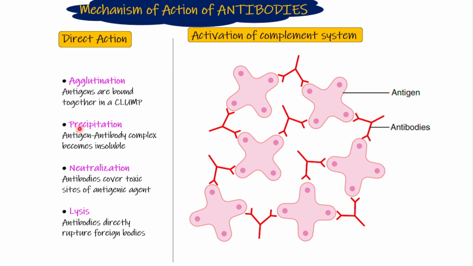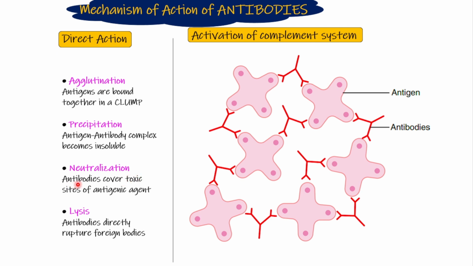The second mechanism of direct action is precipitation of the antigen-antibody complex. This is a clump, or the antigen-antibody complex. Now this complex becomes insoluble, and it just precipitates out. So when there is a clump, it means that this antigen cannot go and attack the normal body cells. And when this whole complex is precipitated out, it also means that these antigens cannot attack the normal body cells.